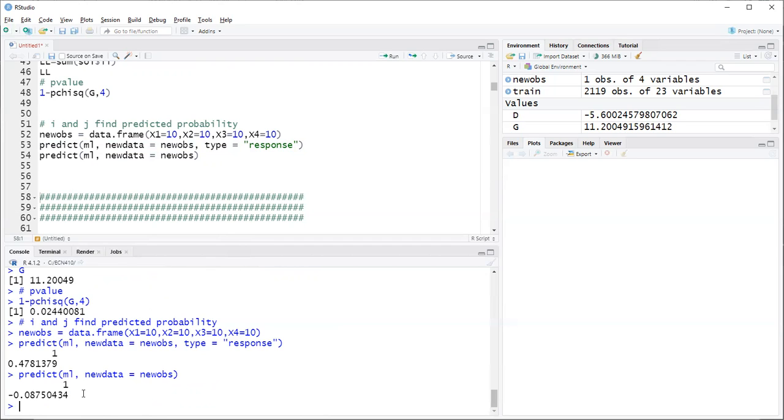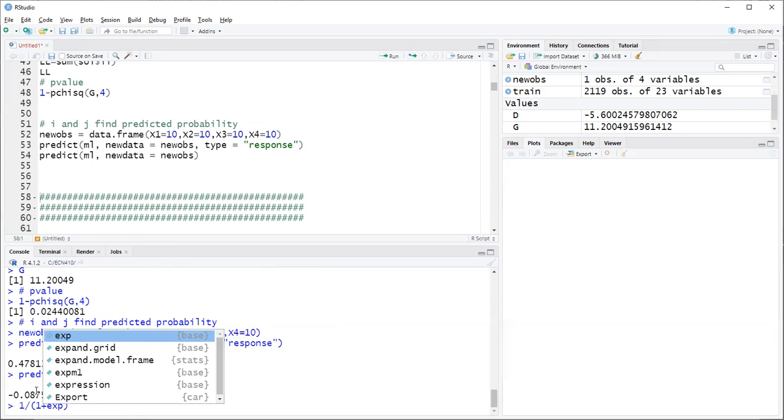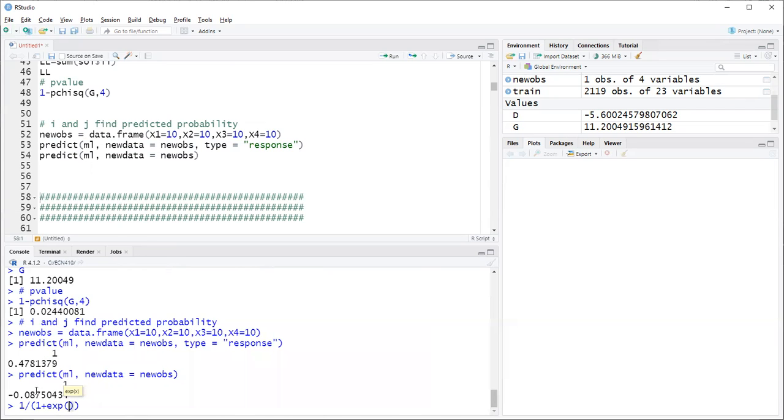So what I'm going to do here is down here in the console, I'm going to type in the equation for getting the logistic probability. So it's 1 divided by 1 plus e to the negative of that equation of the betas times the x's. So the beta hats times x's. So it should be negative 0.08. So in other words, just 0.08, right?